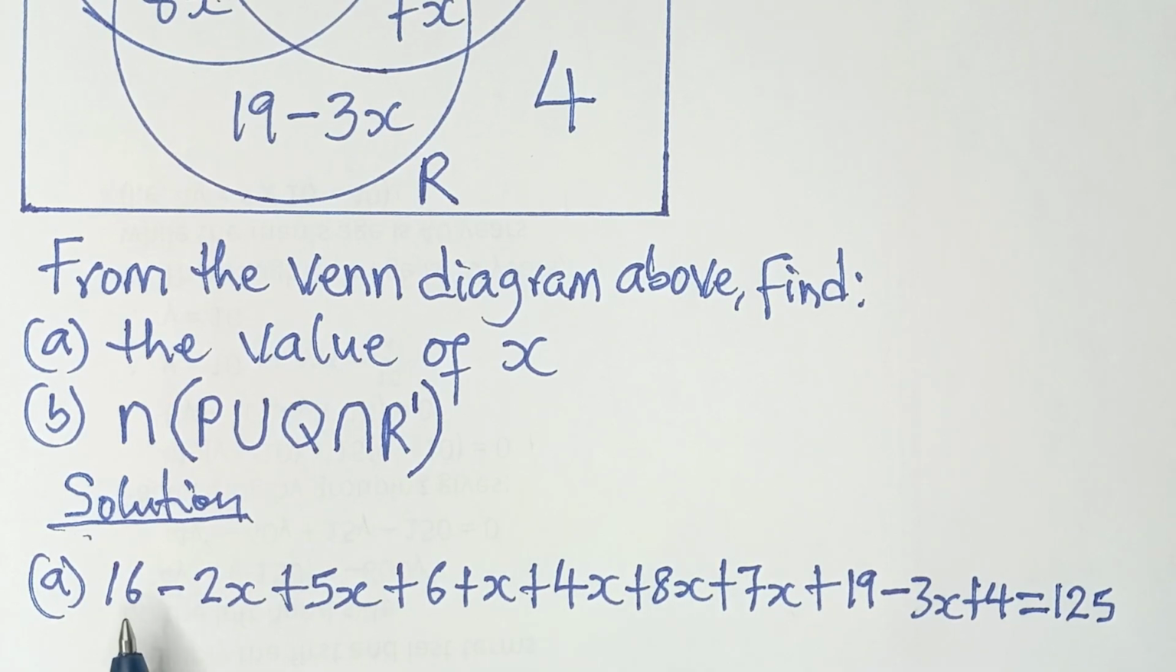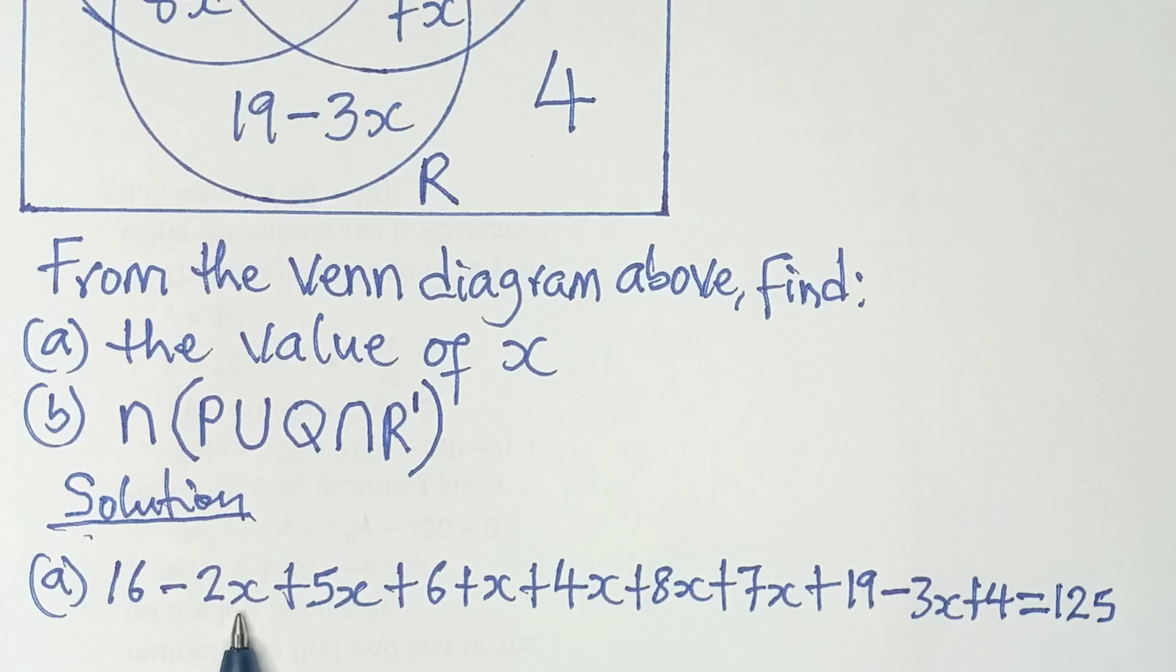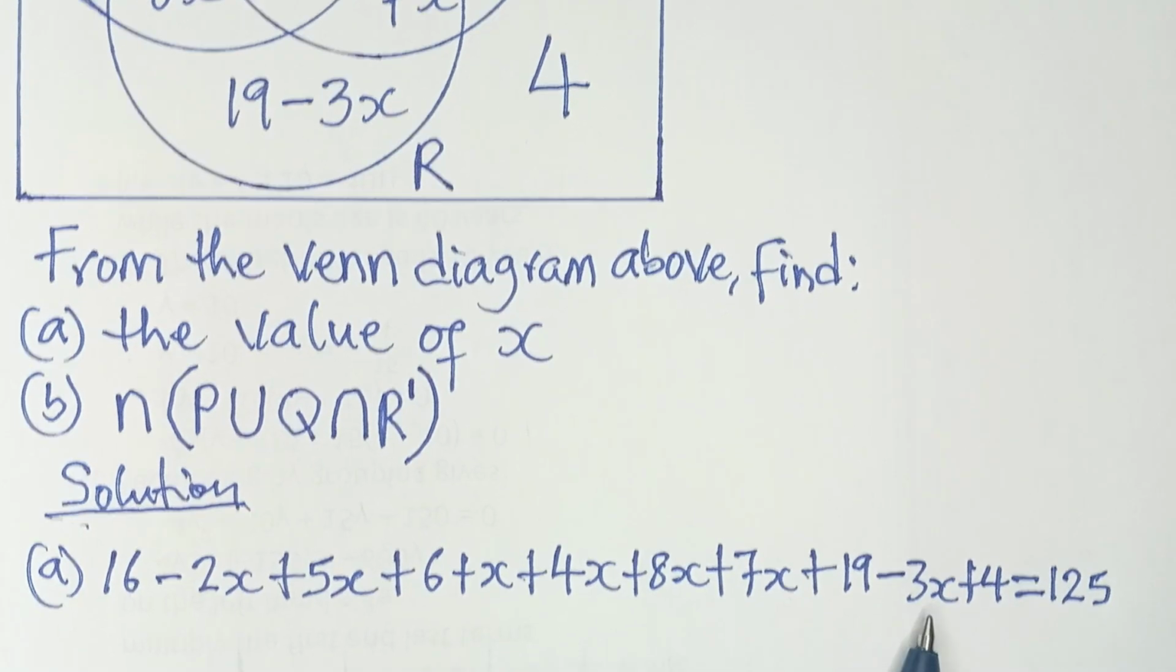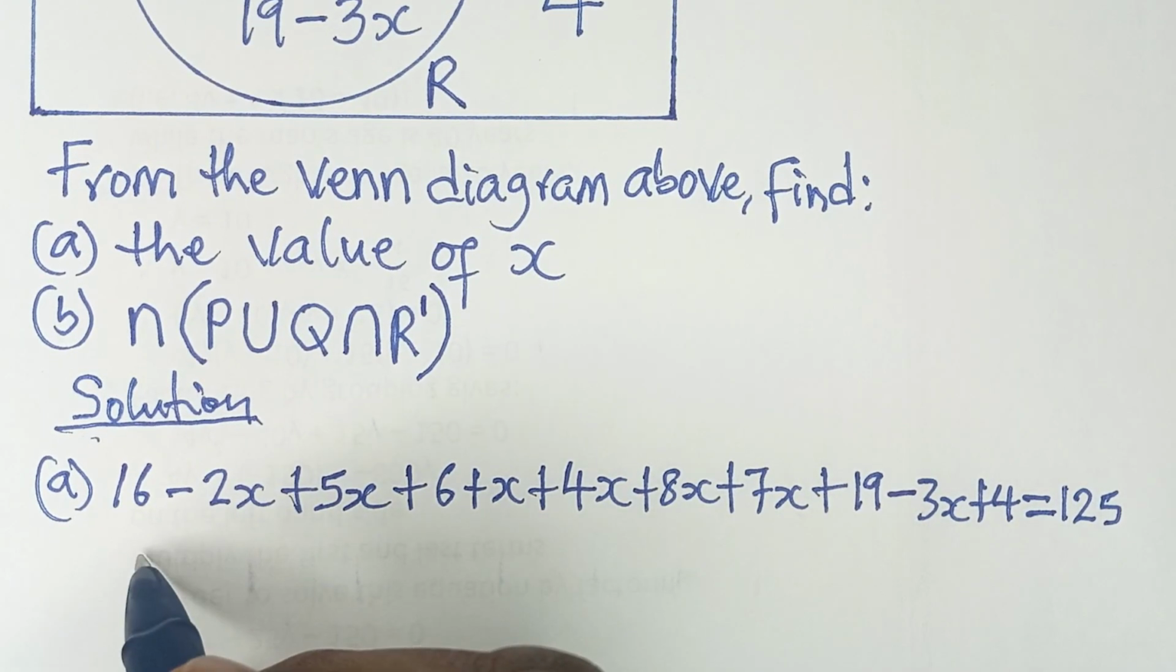So let me add now. Negative 2x plus 5x will give me positive 3x. Then positive 3x plus x will give us 4x. 4x plus 4x is 8x. 8x plus 8x is 16x. And then 16x plus 7x will give us 23x. And then 23x minus 3x will give us 20x. So I have 20x.